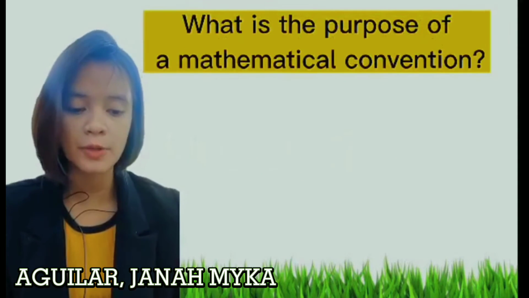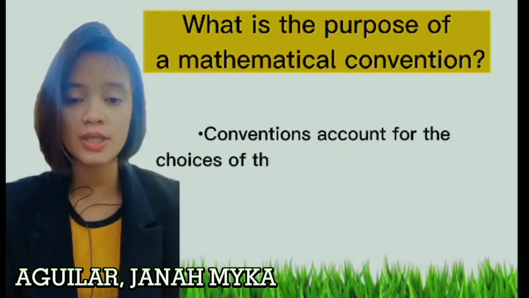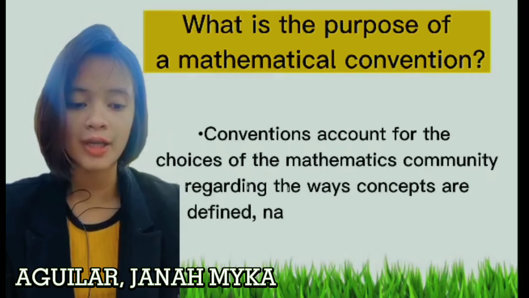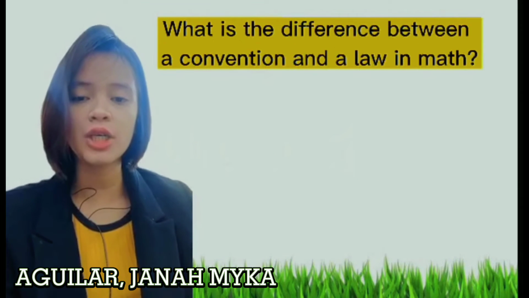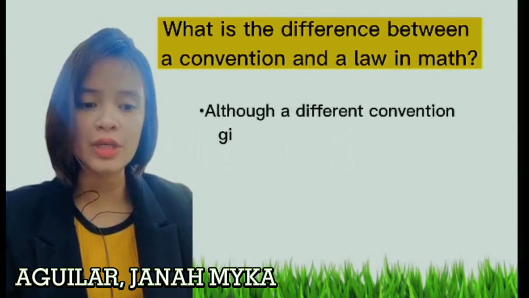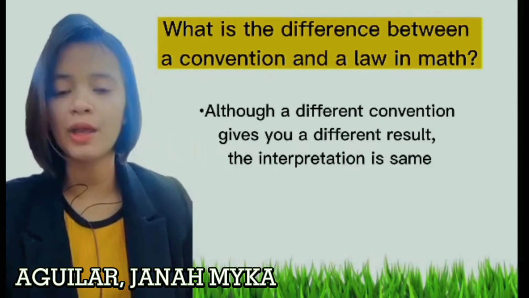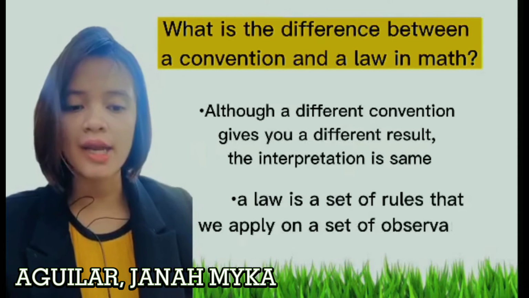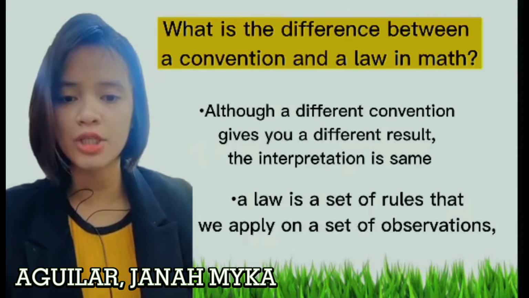What is the purpose of mathematical convention? Conventions account for the choices of the mathematics community regarding the way concepts are defined, named, and symbolized. So what is the difference between a convention and a law in math? Although different conventions give us different results, the interpretation is the same. On the other hand, a law is a set of rules that we apply on a set of observations, which are always the same under the same condition.